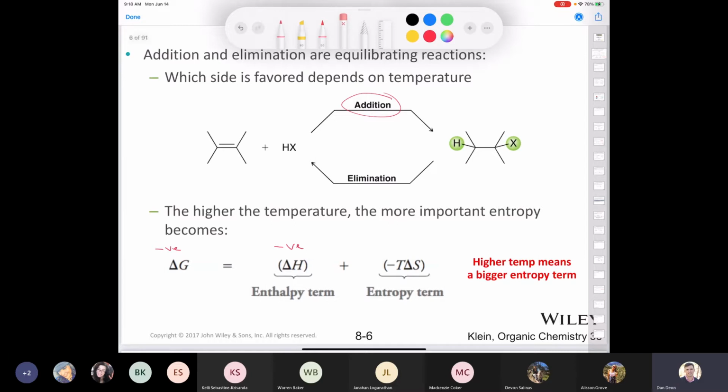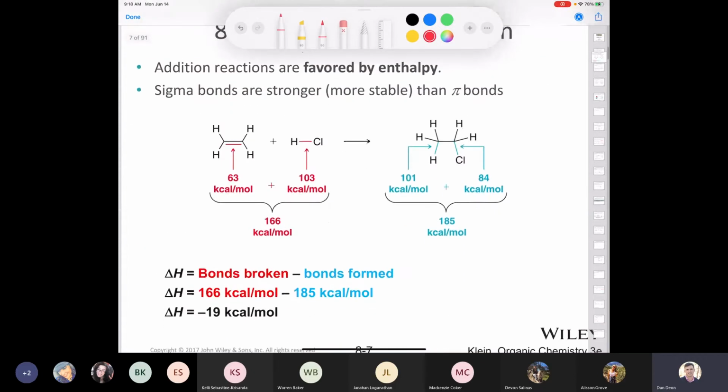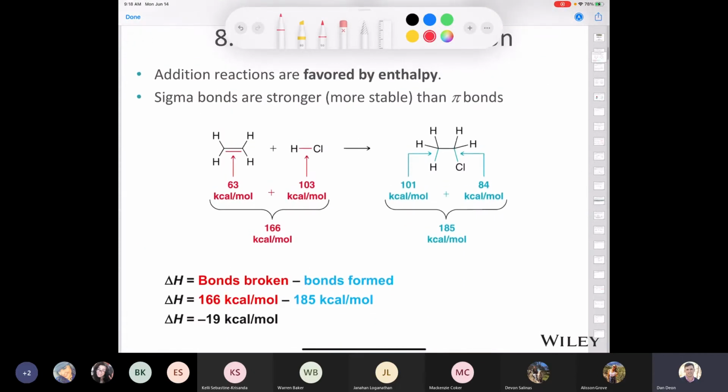Maybe I should write that a little bit bigger, but I have a negative times a positive times a negative, right? So overall, that's going to end up being what? It's going to end up being a positive term overall, right? So if I have a negative plus a positive, as long as the temperature is low, the addition reaction is going to predominate. But if I crank up the temperature, so at low temperature, addition is going to predominate, but at high temperature, elimination will predominate, right?